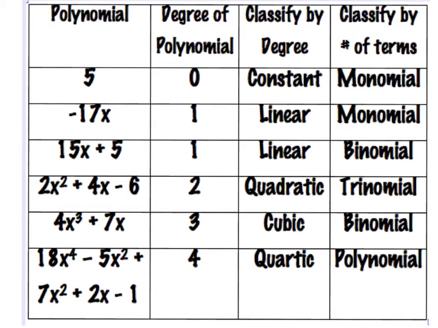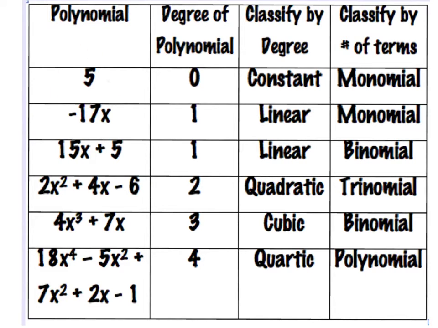As promised, there is a lot of vocabulary in this section. So grab your notebook and copy down this table. You're going to want a column for polynomial, degree of the polynomial, classifying by degree, and classify by the number of terms. All right, so let's start with the first example, 5.